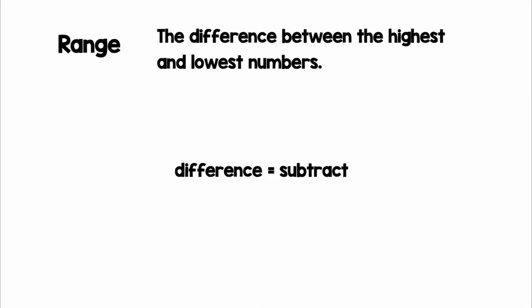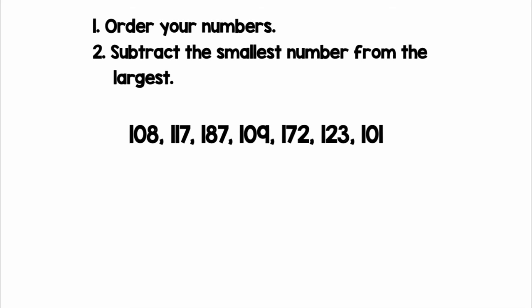The last way that we're going to use to measure the center of a set of numbers is by range. Range is the difference between the highest and the lowest numbers. And if you'll remember, difference means subtract. So that's exactly what we're going to do. First, we're going to order our numbers. And then second, we're going to subtract the smallest number from the largest.